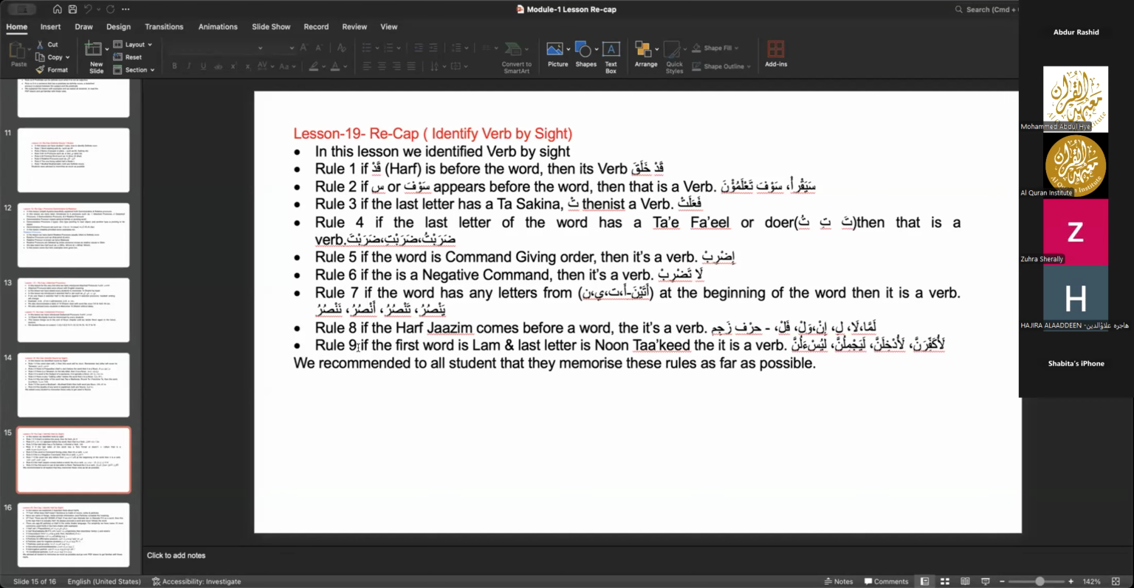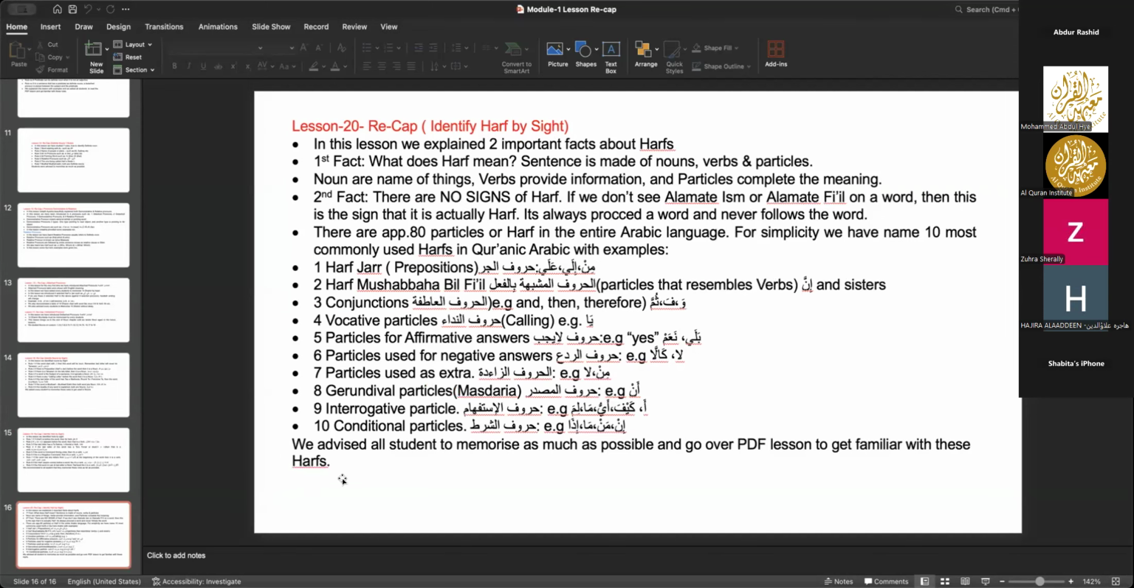And rule number 9, if the first letter is a lam and the last letter is a nun takid, then it is a verb. We also recommend to all students that they memorize these rules as far as possible. Recap, identifying harf by sight. So all 3 lessons were about identifying either noun, isim, verb, fi'l, or harf.